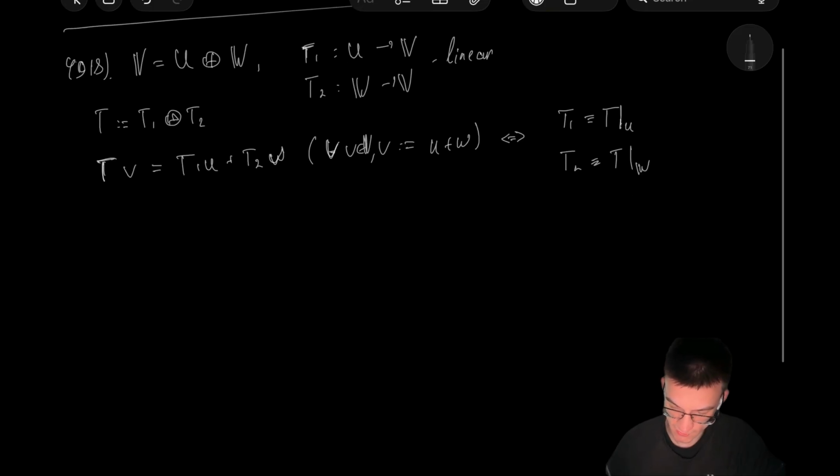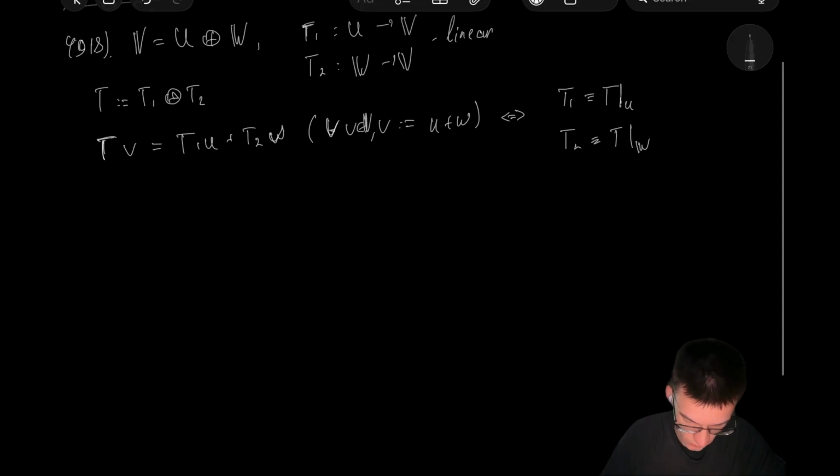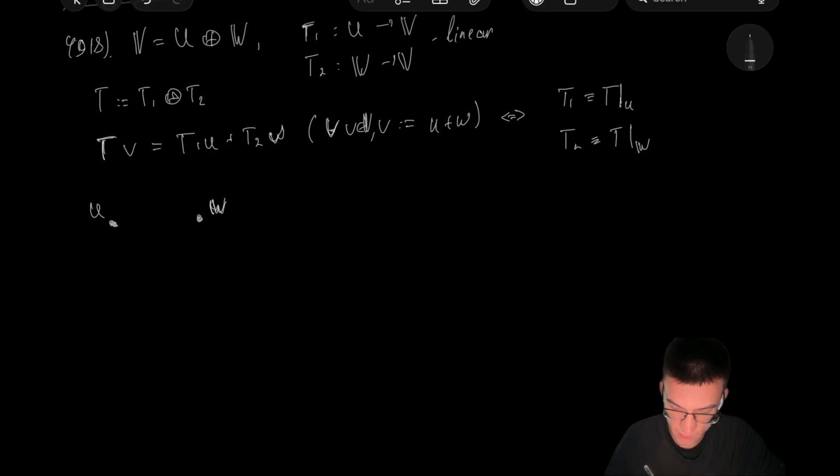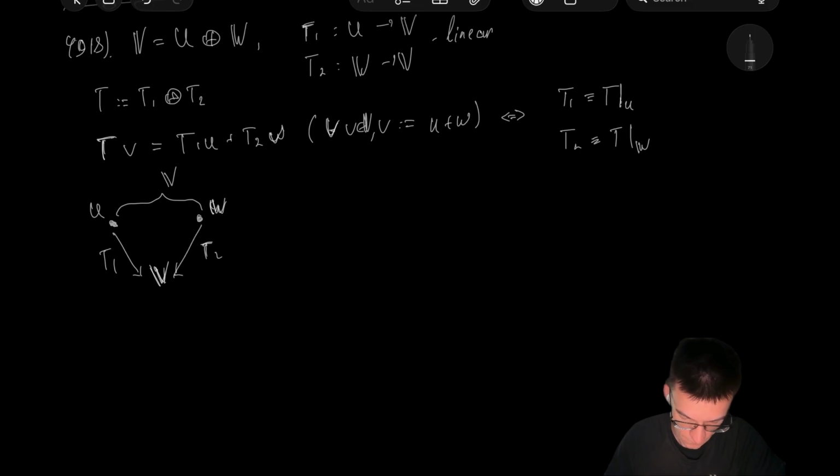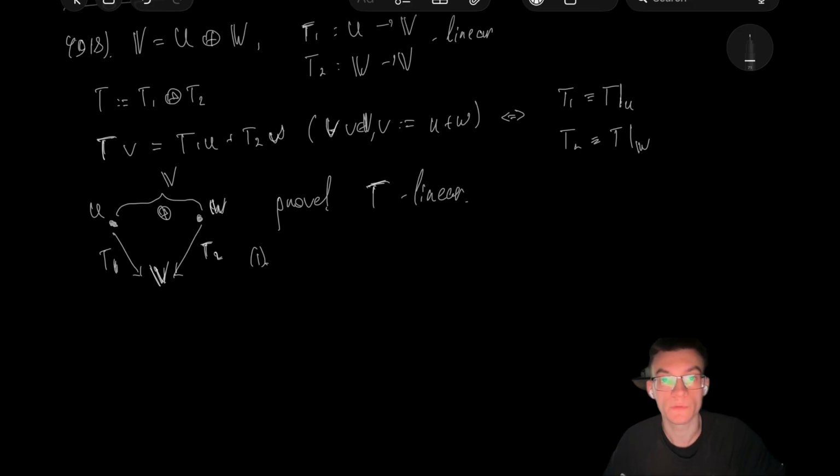We can even visualize that. That would be like subspace U and subspace W, which are subspaces of V. And then there is V essentially, and then linear operator T1 and linear operator T2. And yeah, that's pretty much it. So the goal here is to prove that our operator T is actually linear. Well, that's a pretty simple problem, quite obvious.